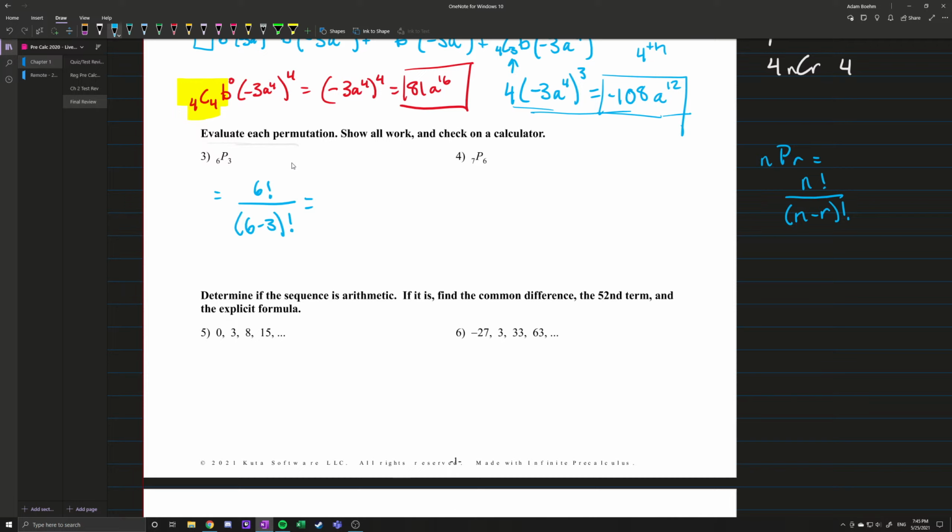But what you can do: 6 factorial is 1 times 2 times 3 times 4, all the way up to 6. Six minus 3 factorial is just 3 factorial. So you have 1 times 2 times 3. These cancel. So you have 4 times 5 times 6. That's a little bit easier to type into a calculator. 4 times 5 is 20. 20 times 6 is 120. So this should just be 120.